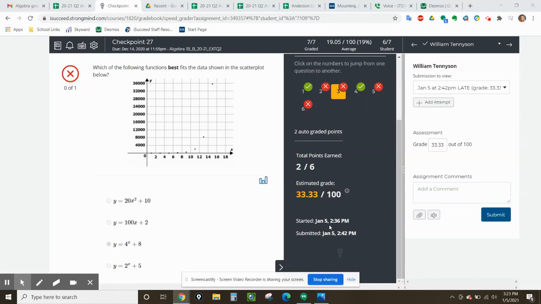Hi, William. So I got your message about checkpoint 27, so I thought I would just pull this up and go through a few of these with you. So just looking at some of the ones that you missed, which of the following functions best fits the data shown in the scatter plot?